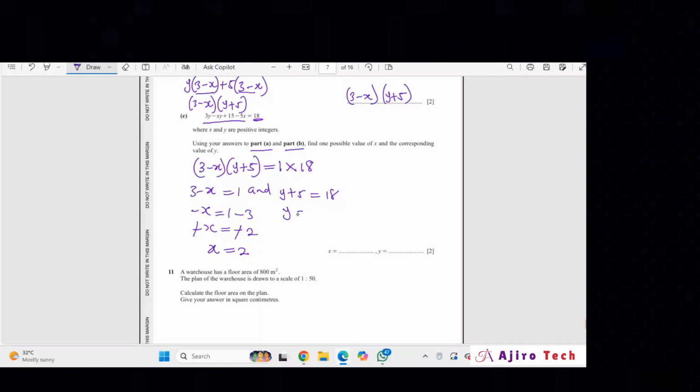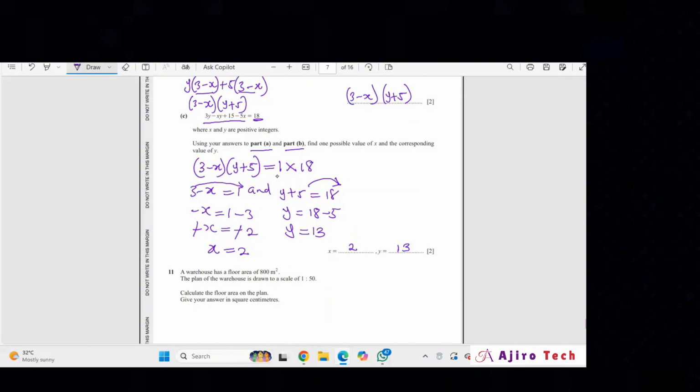So y is equal to 18 minus 5. The same thing we did here: I took 5 to this other side, and that is why we have it. You know, it's positive 5 when it is going to be minus 5. So y is equal to 18 minus 5, which will give us 13. So we have the value of s here is 2, and the value of y here is 13.